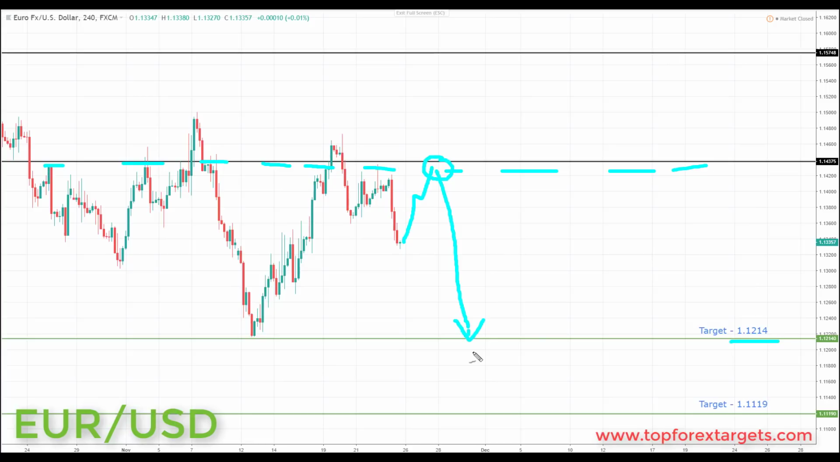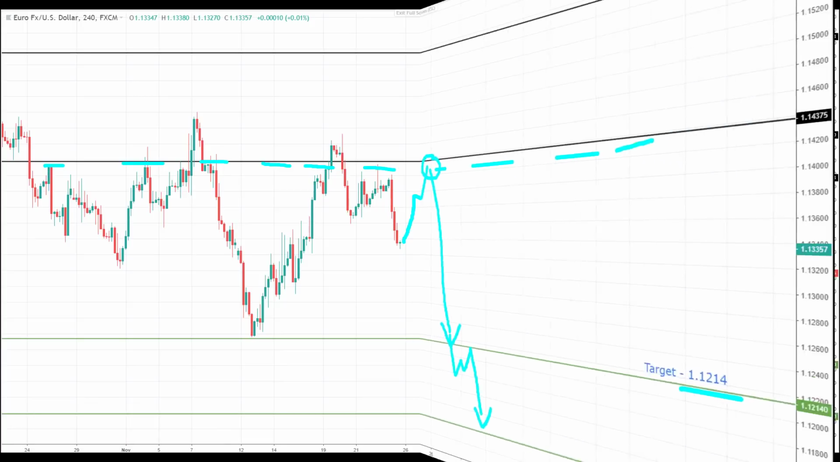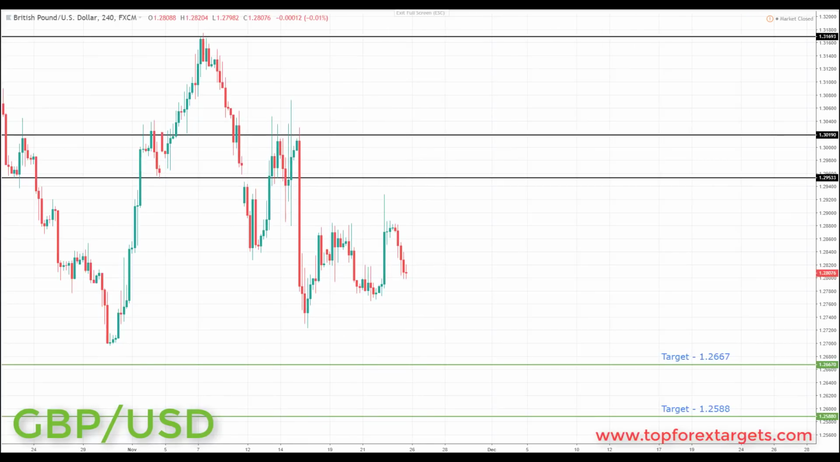1.1214. And if we can get a break through here, we're going to be looking down towards the next key area of support to the downside and target 2 at the 1.1119. So the next pair we're going to look at is pound dollar.